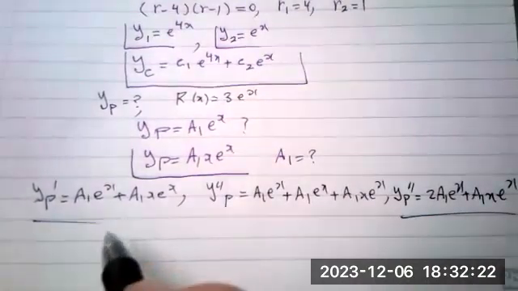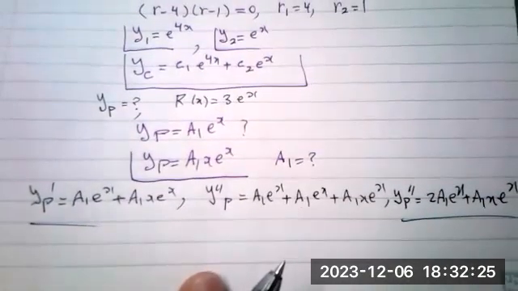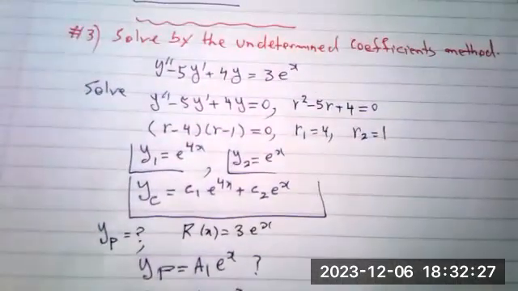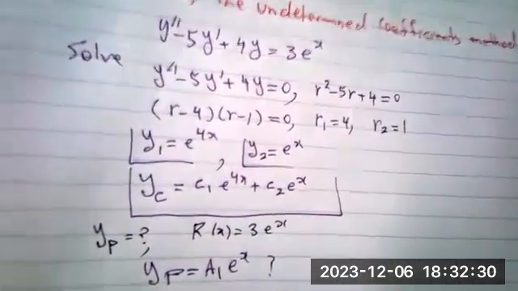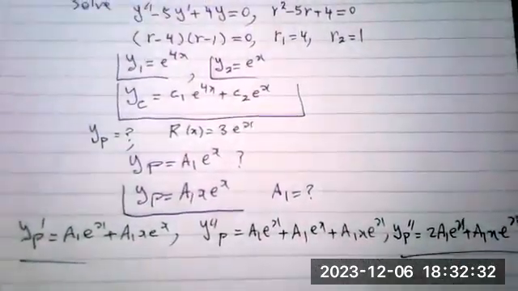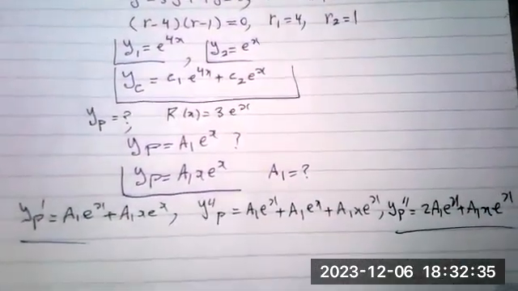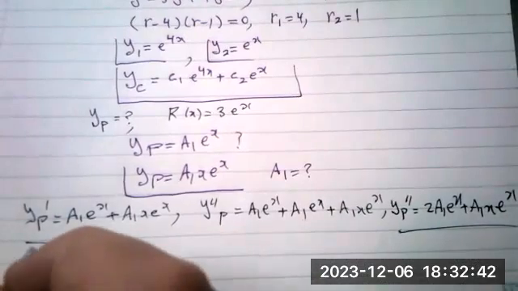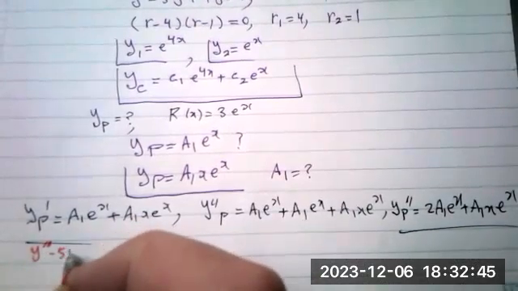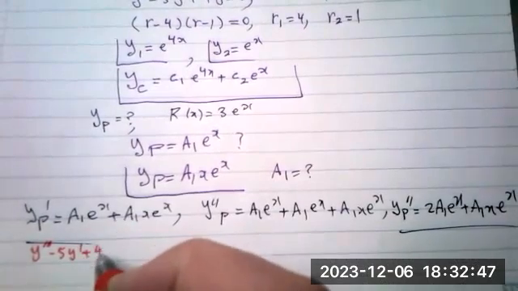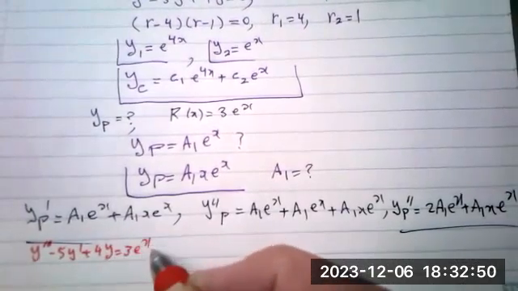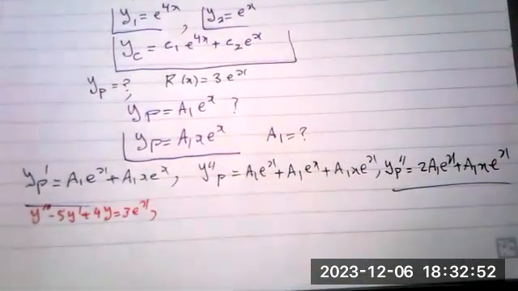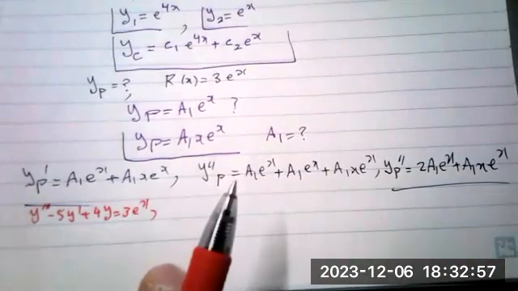Now I'm going to take this into the non-homogeneous equation over here, simplify it to get your A1. Lots of terms are going to be canceled out. And at the end, you end up with one easy term to be able to do it. So go back to this equation. I'm going to substitute here. So I have y double prime minus 5y prime plus 4y equal to 3e to the x. So bring them here. So this is going to be your y double prime.